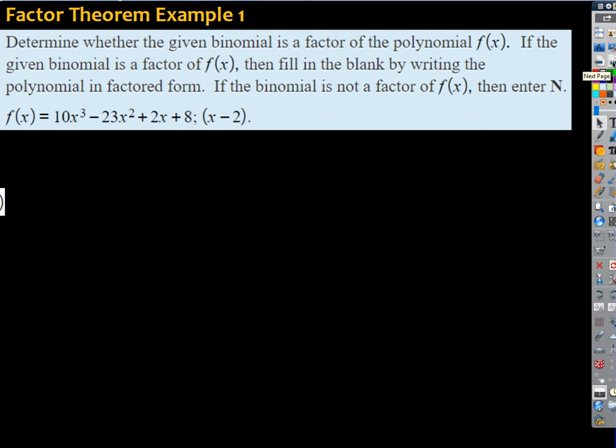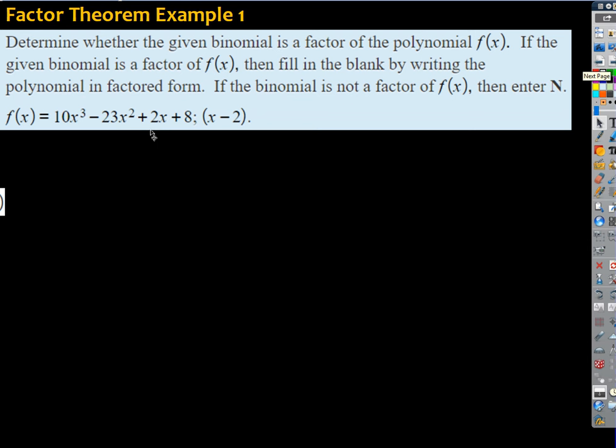Okay. So, back to this. Determine whether this binomial factor is a factor of f of x, okay? If it is, then we're gonna factor the whole polynomial, right? Write it in factored form, completely factor f of x. If it's not, enter n, but none of them are n, I don't think. But that's not the point.